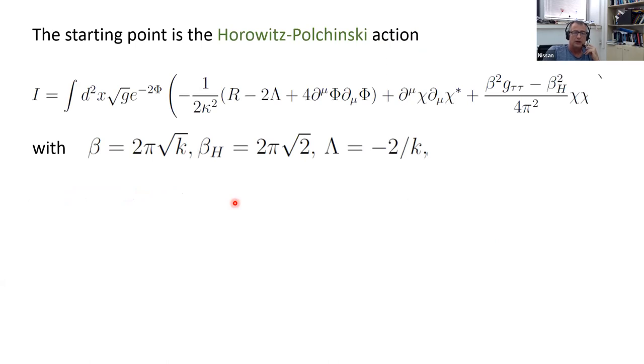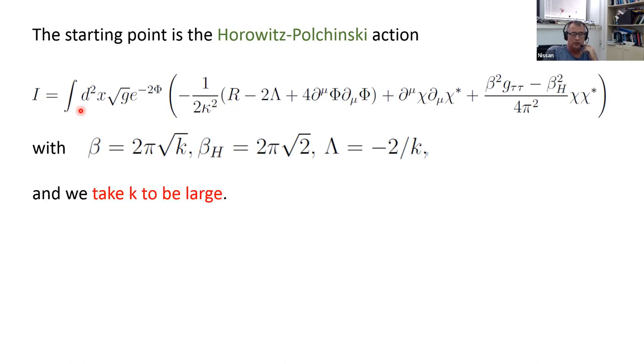Okay, so the starting point for the discussion here will be the Horowitz-Polchinski action. The details are not too important here. The only thing you should take from this is that there is an action for the winding mode. You have a standard kinetic term, and it's two-dimensional because we focus on this SL2 modded by U1 black hole. So it's a very concrete action.